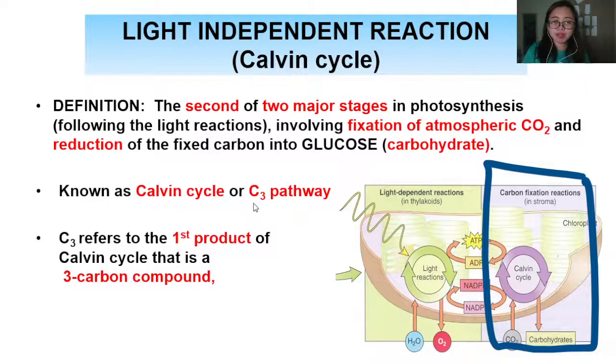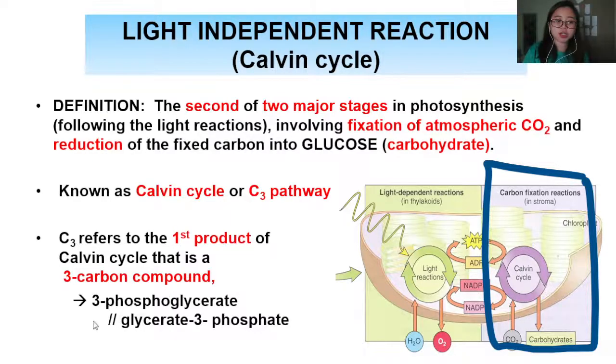Kenapa kita kadang-kadang gelar dia sebagai C3? Is because C3 refers to the first product of Kelvin cycle that is a 3-carbon compound, which is 3-phosphoglycerate. Also, sometimes you can refer to it as glycerate 3-phosphate. Nama dia C3 sebab ada carbon compound yang mempunyai 3 molekul carbon yang akan terhasil dalam proses Kelvin cycle nanti.